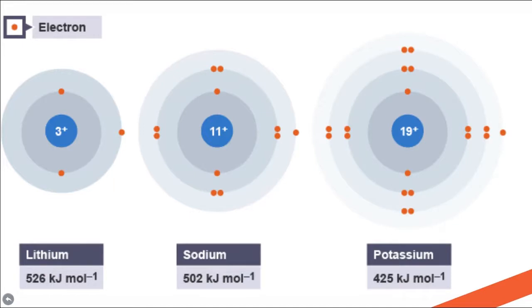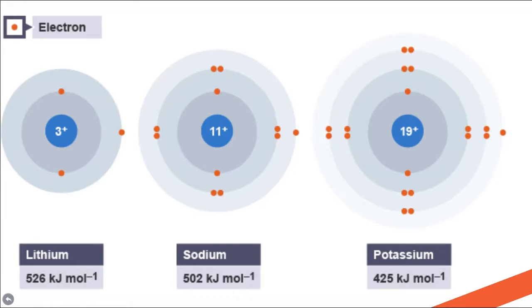But notice that we're only 1 and 2 levels out from the nucleus when we're dealing with the valence electrons of lithium. As opposed to sodium, we would have to go from the nucleus 1, 2, and 3 levels out, and we get an ionization energy of 502. That's lower than the 526 because this electron in the 3rd energy level is farther away than this one in the second energy level. So the bigger our atoms get, the farther and farther those valence electrons get from the nucleus, and the more difficult it is for the nucleus to hold on to its electrons.